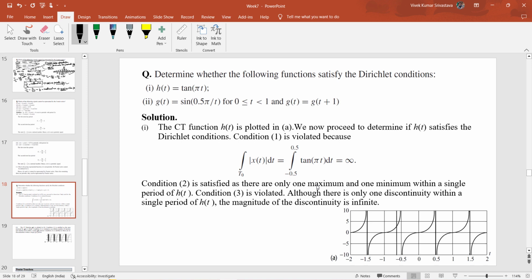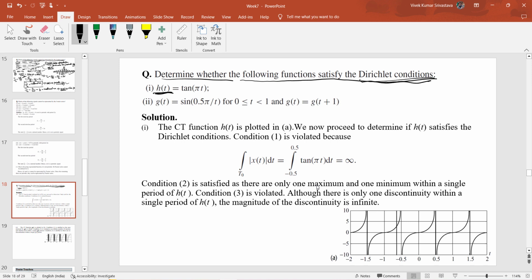So here is the next problem. Here we have to check basically whether Dirichlet conditions are satisfying or not. As we know from our previous class, to represent any signal x of t into a corresponding Fourier series, there are some conditions that the signal must satisfy. Those conditions are nothing but the Dirichlet conditions.